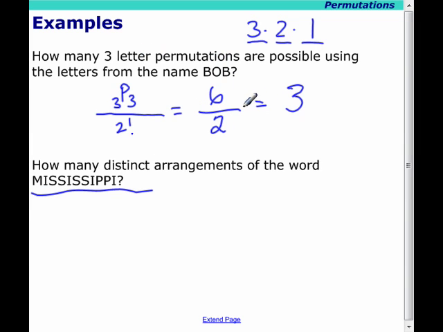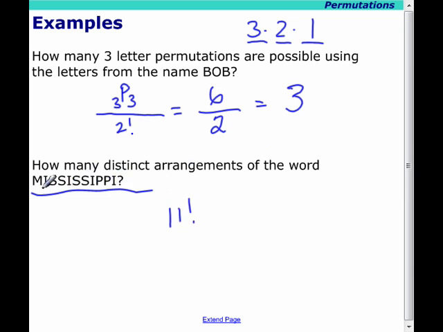Okay, you're probably dying to get to Mississippi. Pause and see if you can figure out how many arrangements of the word Mississippi there'd be. Okay, hopefully you paused there. Here's the answer. Count up how many letters: 1, 2, 3, 4, 5, 6, 7, 8, 9, 10, 11. So there'd be 11 factorial ways of rearranging those letters.